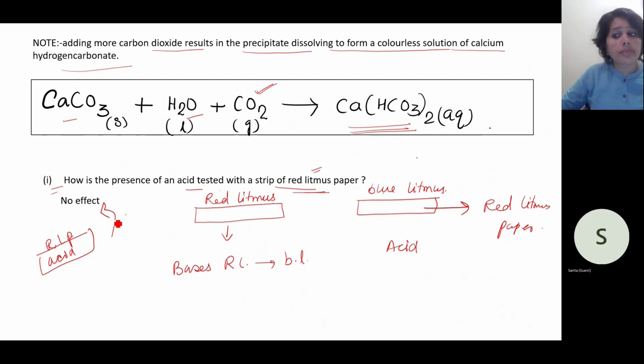Similarly, for blue litmus paper, what happens? If we put any acid on it, then the blue litmus paper will turn into red litmus paper. This is how we can test the acid and bases with the red litmus paper.